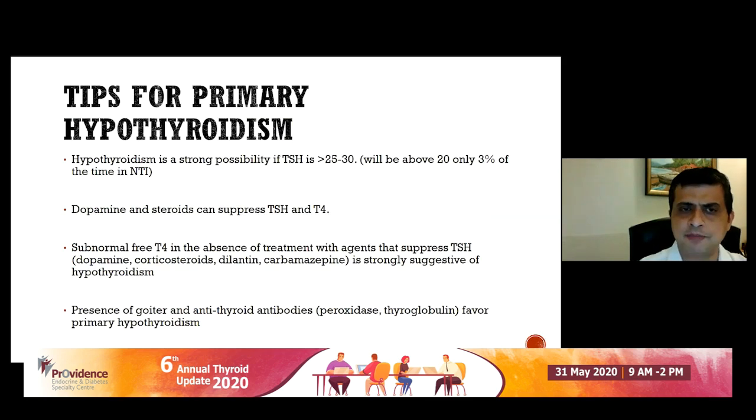So when to detect primary hypothyroidism in a sick thyroid setting? If the TSH is more than 25 in an ICU patient, think of primary hypothyroidism. It's not a sick thyroid syndrome. Dopamine and steroids can suppress TSH. So if you find a high TSH despite dopamine and steroids, think of it being really hypothyroidism. And of course, if there is a goiter, anti-TPO antibodies, and if you find that the free T4 is low, then you should actually look for a true hypothyroidism.